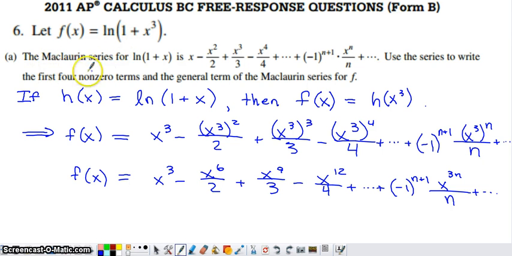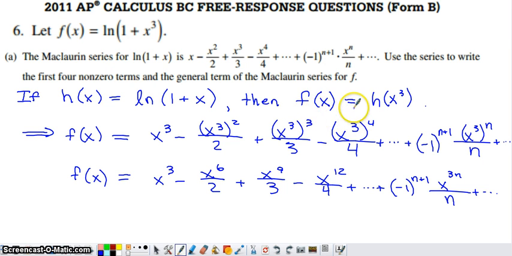And then in part A, they tell us the Maclaurin series for the natural log of 1 plus x is given by this. We want to use this series to write the first 4 non-zero terms in the general term of the Maclaurin series for f. So what I did is I went ahead and I called h of x the natural log of 1 plus x. And then the relationship between f and h would be I simply have to put x cubed in place of this x right here in order to go back and forth between f and h.